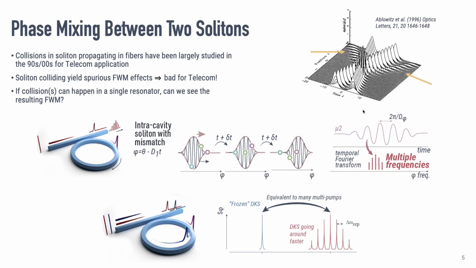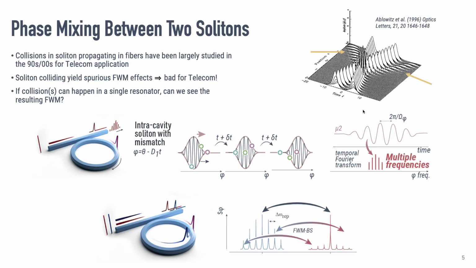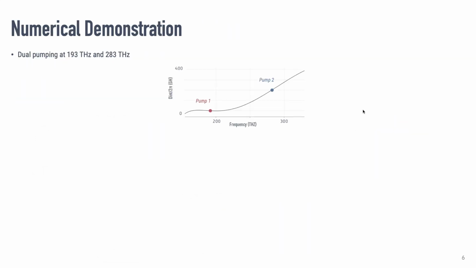Four-wave mixing Bragg scattering is when you have two pumps. They create a modulation of the refractive index and essentially translate in frequency the signal into a new idler on the other side of the pump. That's what you can see happening here. That means you're going to have effectively a multi-pump system that's going to translate and create new idlers around your frequency comb. So we can simulate this.